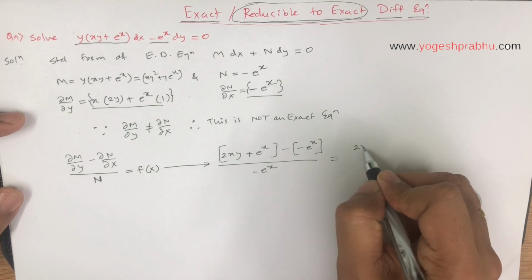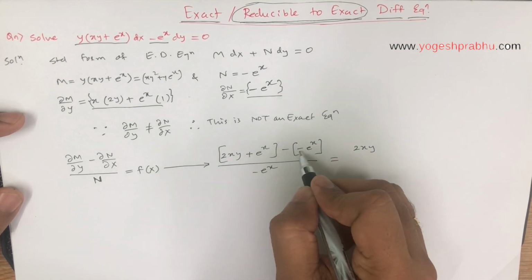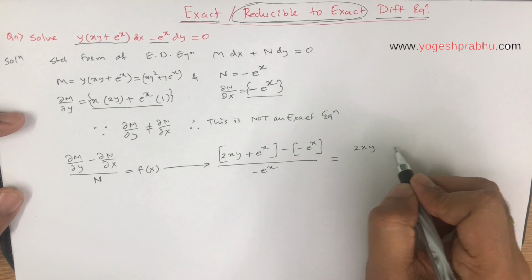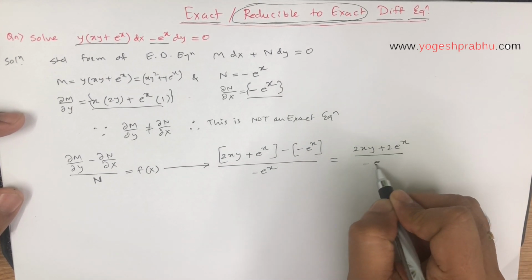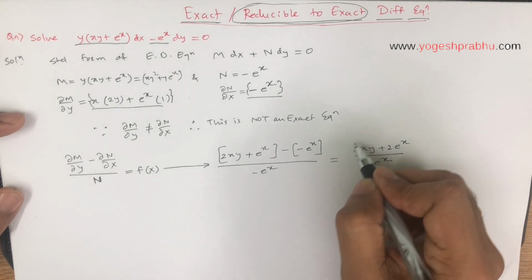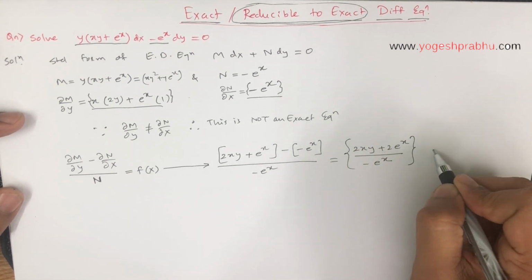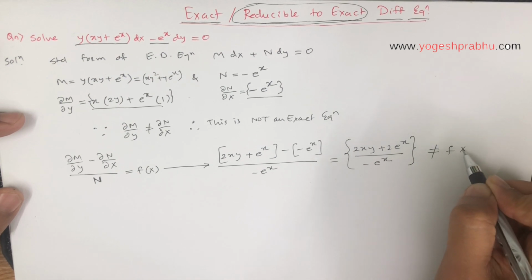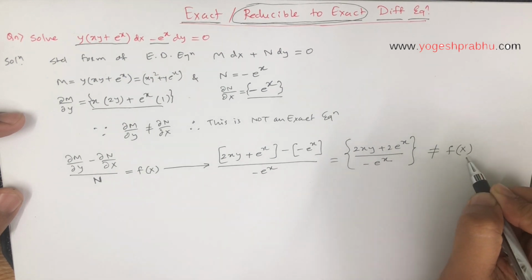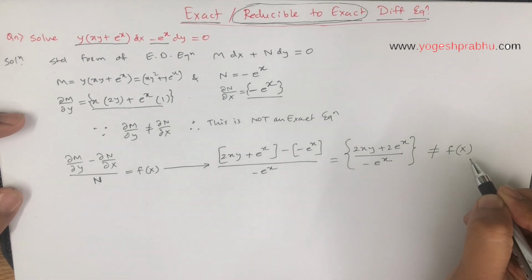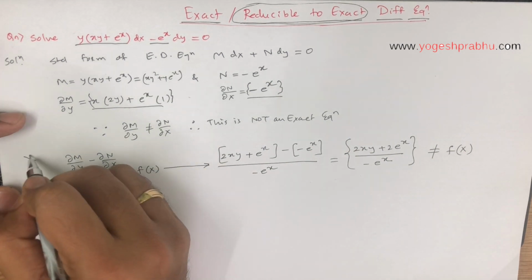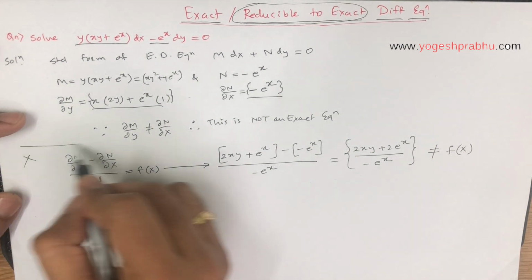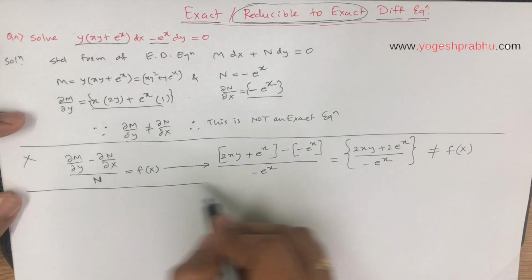This is 2xy, and then minus and minus will make it plus. e to the x plus e to the x is 2 e to the x. You can take 2 out if you want, and divide by minus e to the x. But now if you see, this is definitely not a function of x alone. I repeat, you wanted this answer to be only a function of x, and that did not happen. So this try has failed. This rule won't work, so this has to be discarded.